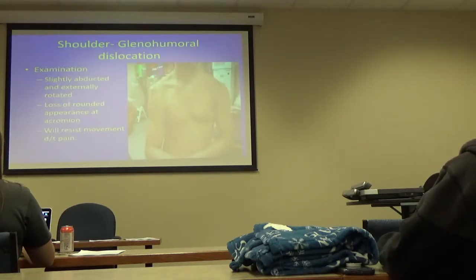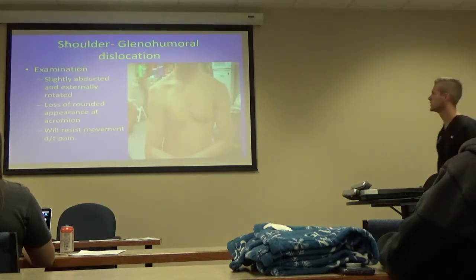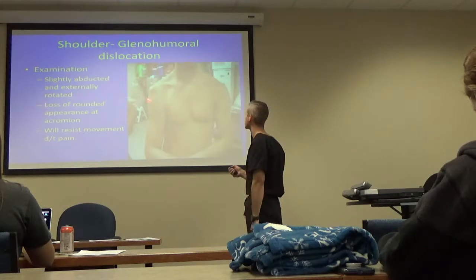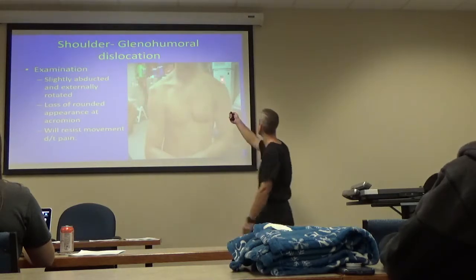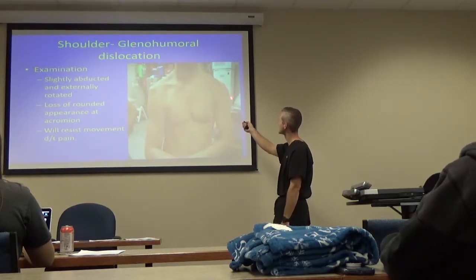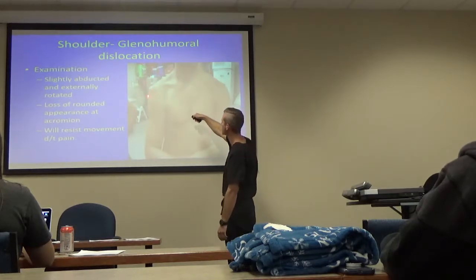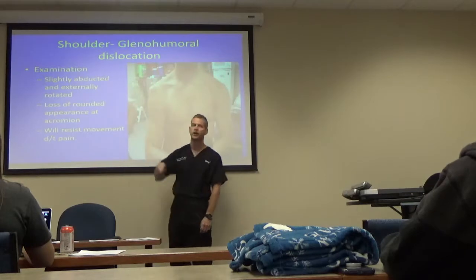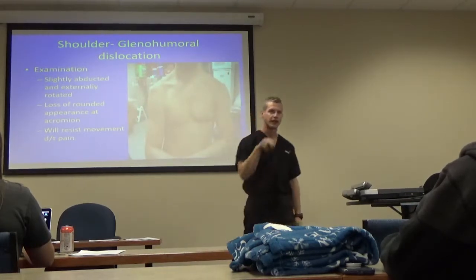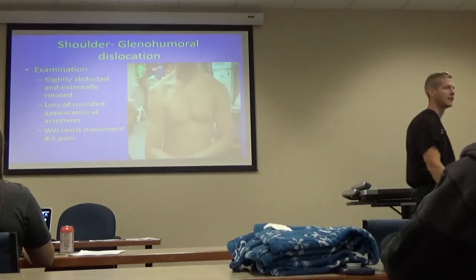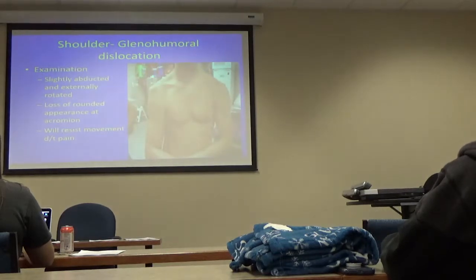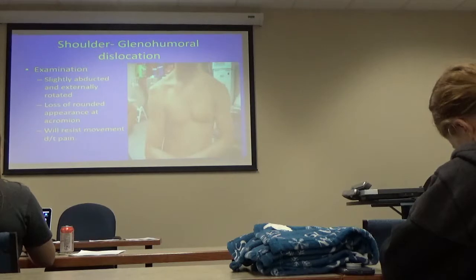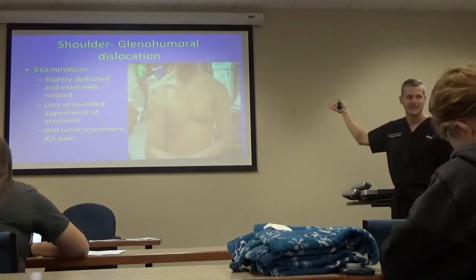Is good to know. So your examination here: slightly abducted and externally rotated, with loss of rounded appearance in the acromion right here. I don't know if it's tough to see. You see how this side has this nice fullness around here, and this side kind of comes down straight. If you were to palpate right there, your fingers would just go straight in, like pushing skin into nothing. You can see that and just be like, yeah, that's dislocated. The more you see them, the more they classically look like that.